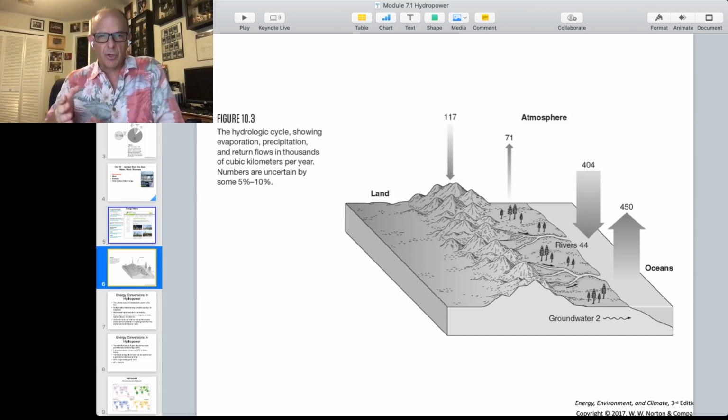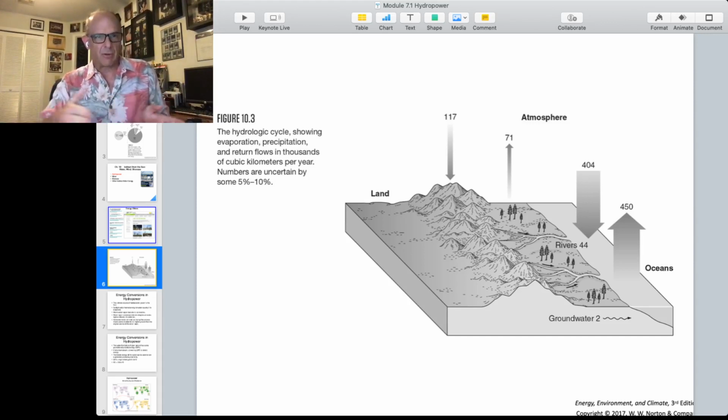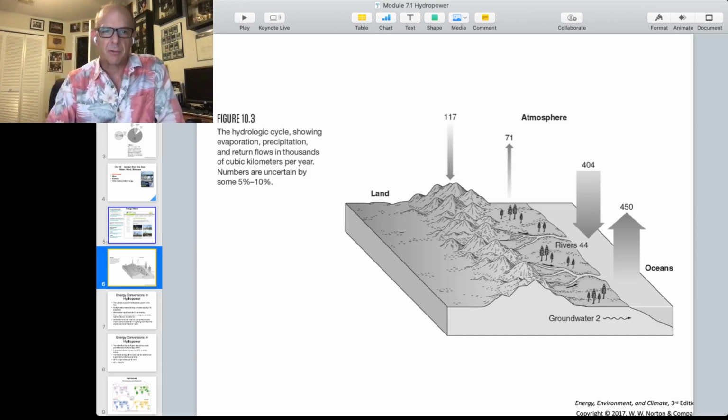That's the motion of water between the ground, the oceans, and the atmosphere. The numbers on this are estimates of the total amount of water flowing each year in thousands of cubic kilometers. So that's a huge amount. Kilometers, about 6/10 of a mile. So imagine a cube, square kilometer, but then going up into the air another kilometer. That's a cubic kilometer. Fill it with water, and then 1,000 of those would be one on this chart.